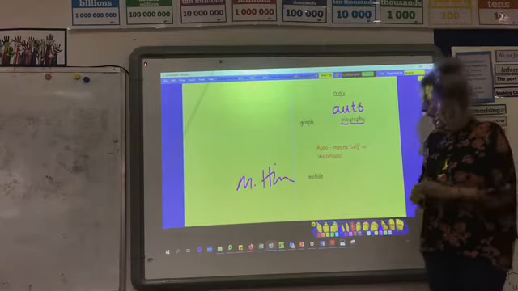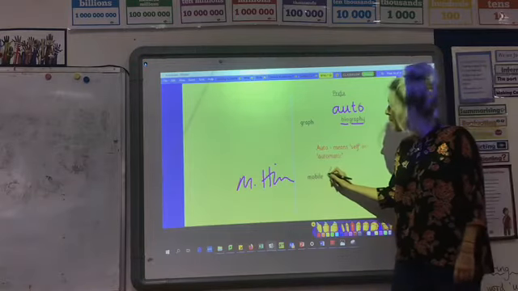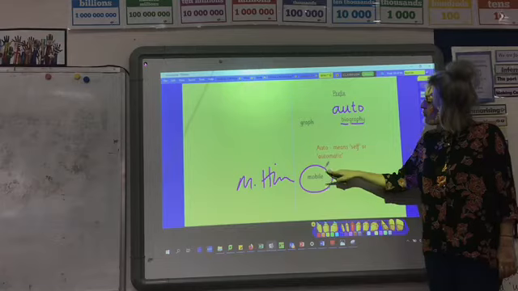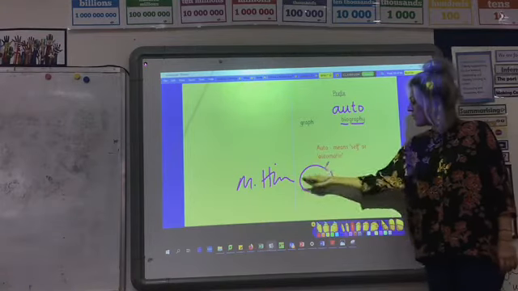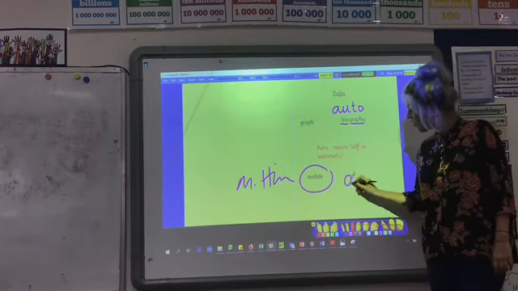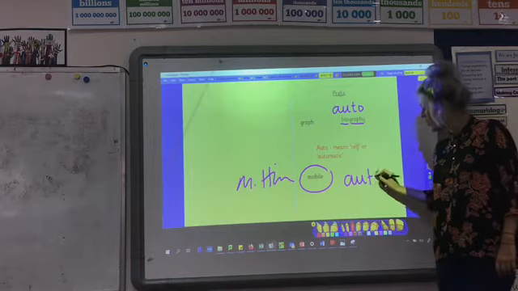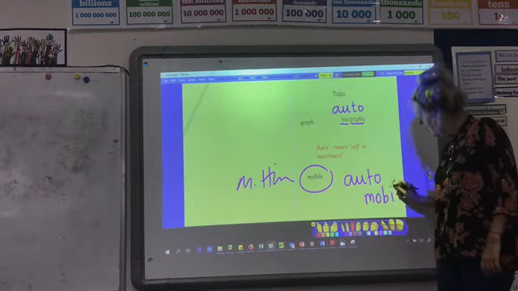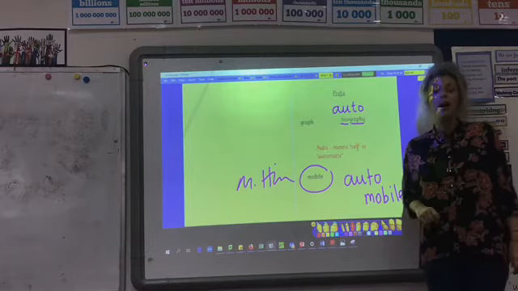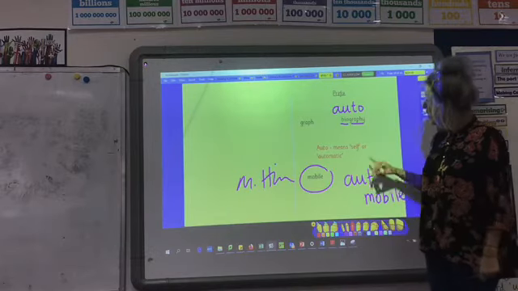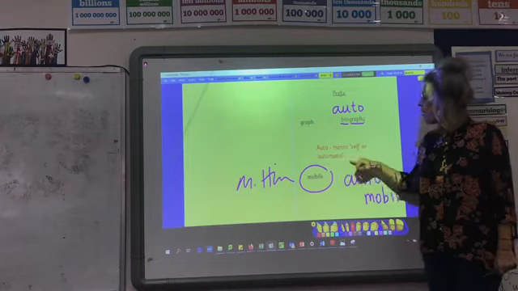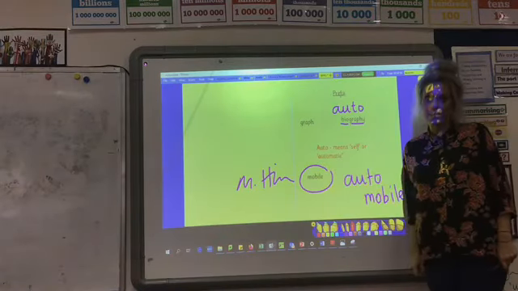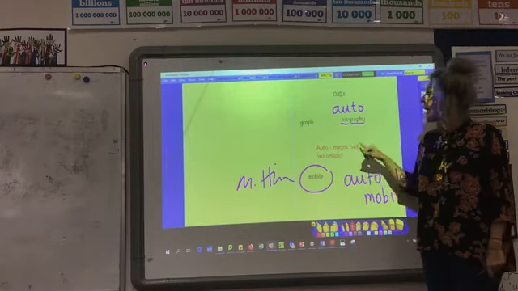And the last word is mobile, okay, which is to do with movement. And we all might know the word automobile is the proper name for a car. And that's because a car moves by itself. It is automatic. Okay, so auto means self.